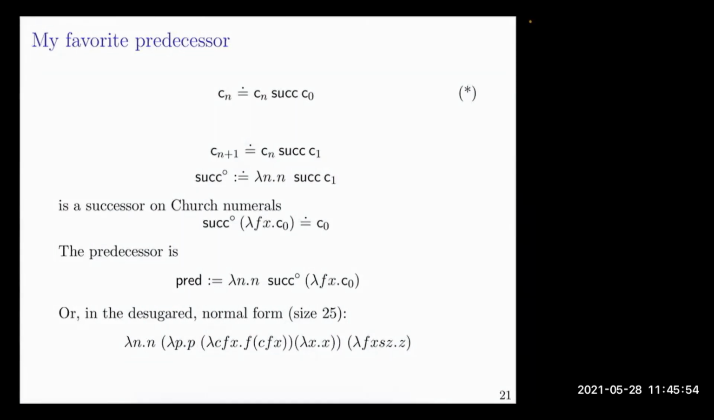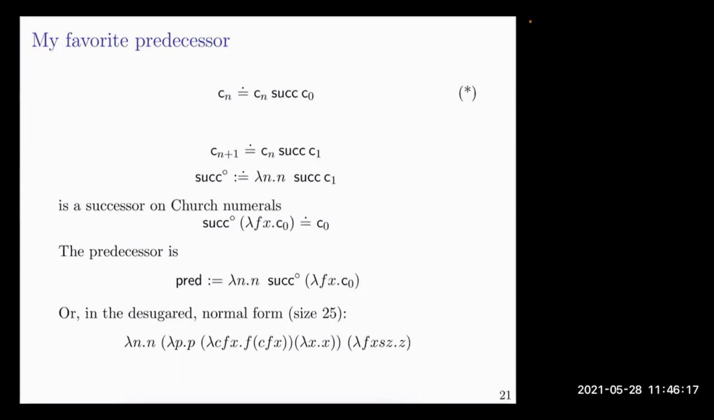How do we get the predecessor? It follows the previous pattern. If we start counting from 1, we arrive at the next number. But if we start counting from minus 1, then we arrive at the previous number. So here is this expression.